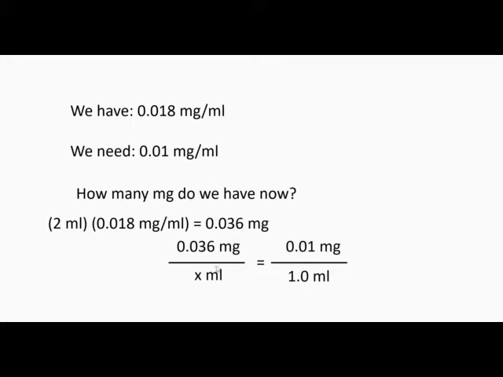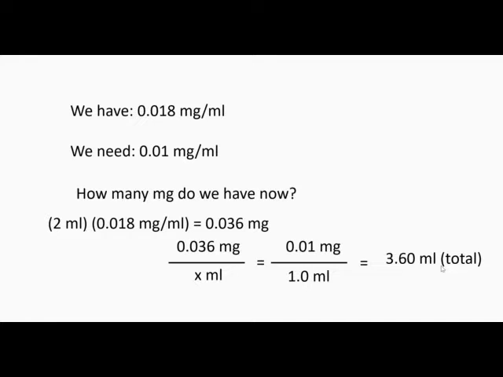So you can set this up as a simple ratio comparison. We want to know how many milliliters it will take to get 0.036 milligrams to equal 0.01 milligrams per 1 milliliter. So once you have this set up, you can just cross multiply and then divide both sides by 0.01 milligram, and you will get 3.6 milliliters total volume. So you want to wind up with a total volume of 3.6 milliliters, because 0.036 milligrams in that volume is the same as saying 0.01 milligram per 1 milliliter.